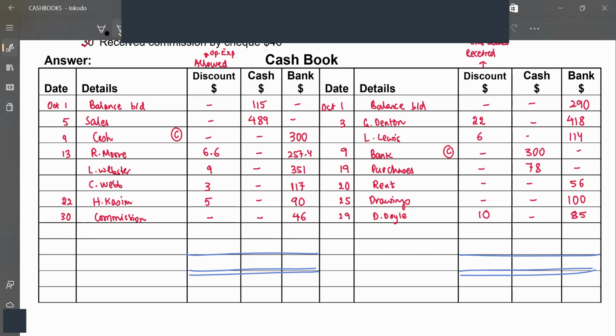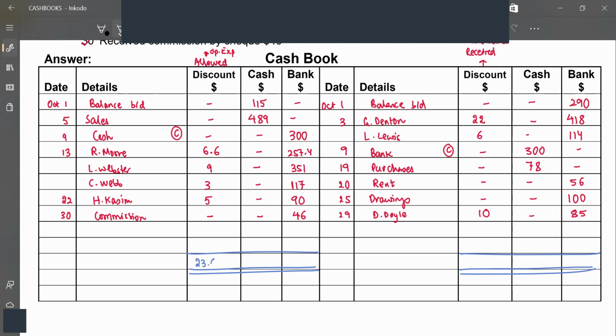On the debit side, you have discounts allowed. I'm going to add 6.6 and 9 and 3 and 5. This gives me a total of $23.6. And on the credit side, I have 22 plus 6 plus 10, which makes it a total of $38. You have totaled discounts allowed and discounts received.